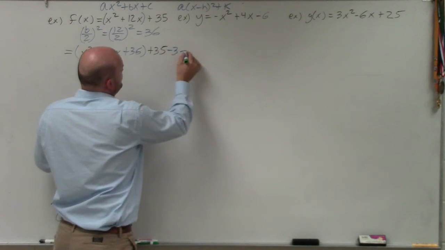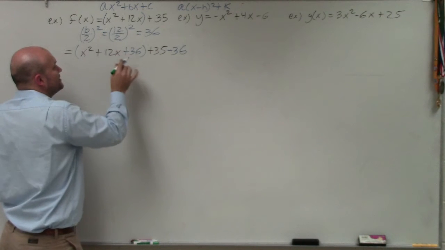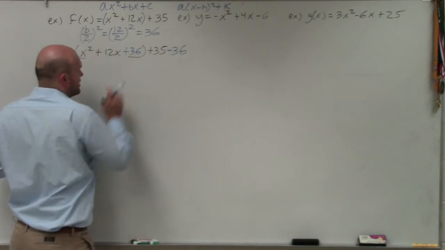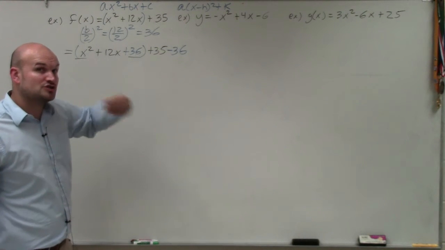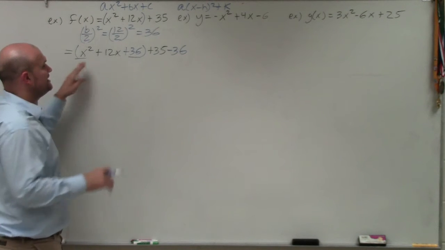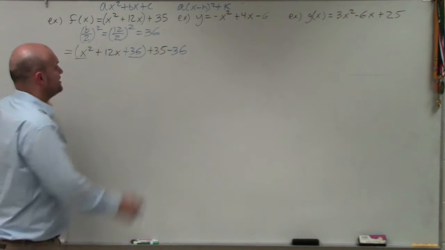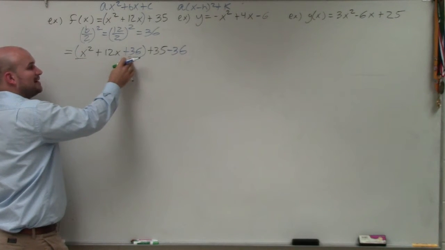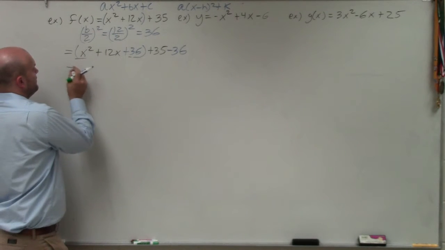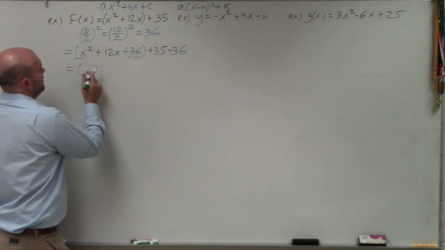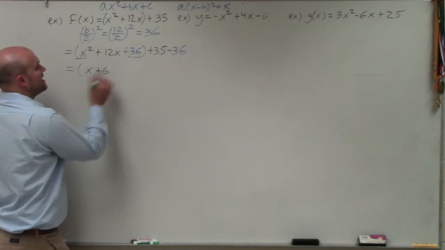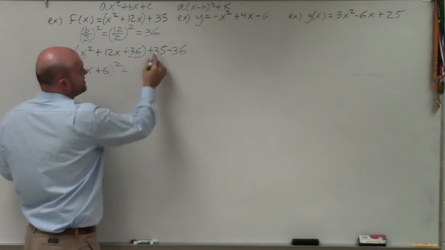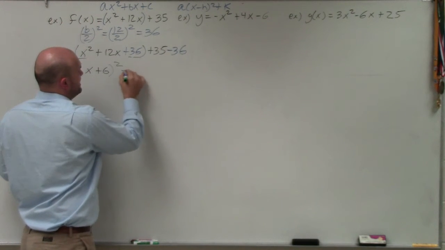The importance is we want to make sure we add that 36, that value of b divided by 2 squared, inside the parentheses, because that creates a perfect square trinomial, where our first term and our last term are squared terms. What's important about that is we can easily factor this into a binomial squared. If we were going to factor this, we'd ask what two numbers multiply to give you 36 but add to give you 12? That is going to be x plus 6 times x plus 6, which is the same thing as x plus 6 squared. And then 35 minus 36 is going to be negative 1.